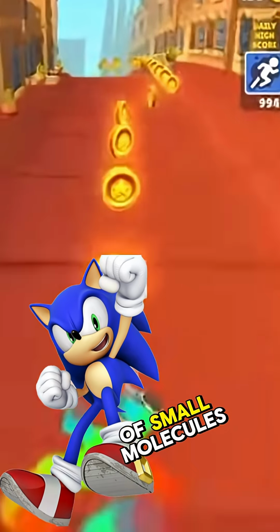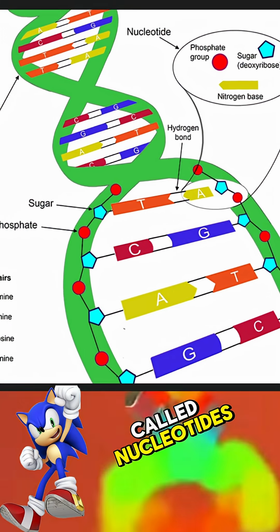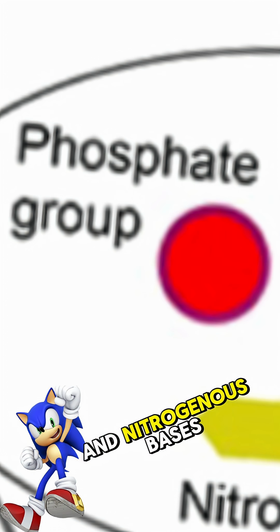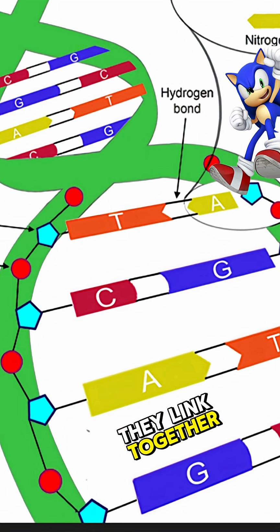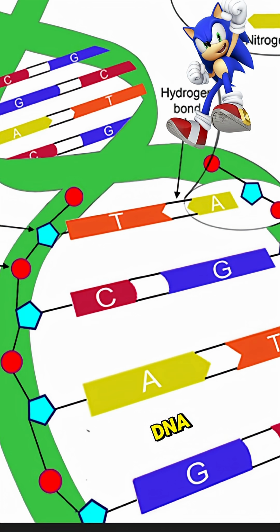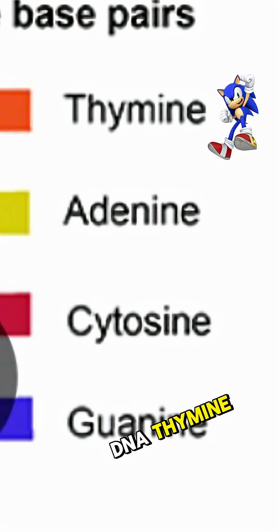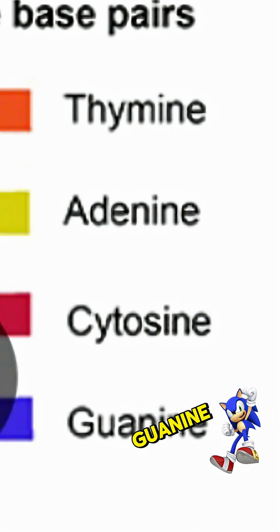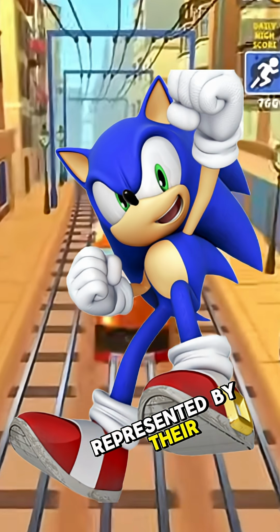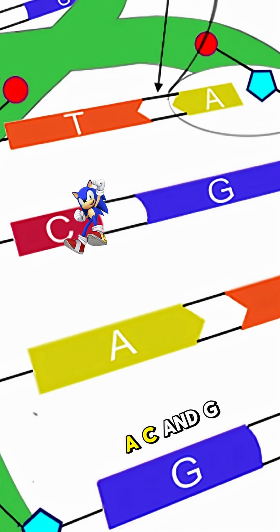DNA is composed of small molecules called nucleotides, which are made of sugar, phosphate, and nitrogenous bases. They link together to form very long strands of DNA. There are 4 different bases on the nucleotides in DNA: thymine, adenine, cytosine, and guanine. They are often represented by their first initials, T, A, C, and G.